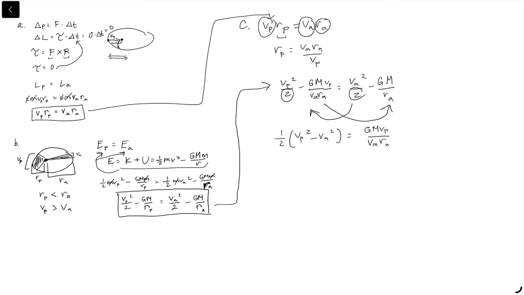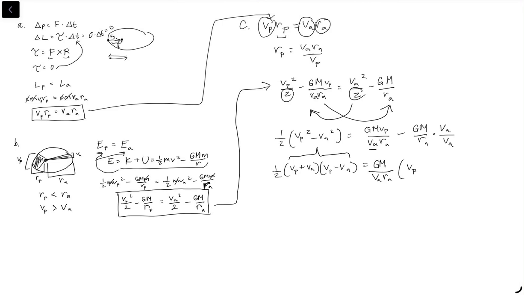And then subtract GM over RA, except I want this common denominator, so I'm going to multiply this by VA over VA. And then what I can do on this side again is expand this to VP plus VA times VP minus VA. Because these are basically the same thing. Okay? And then I see a common constant here, GM, which I'm going to take out because I can. And then I can also take out VA times RA because we had that as a common denominator.